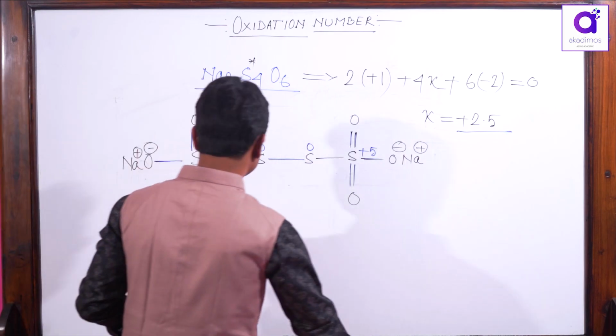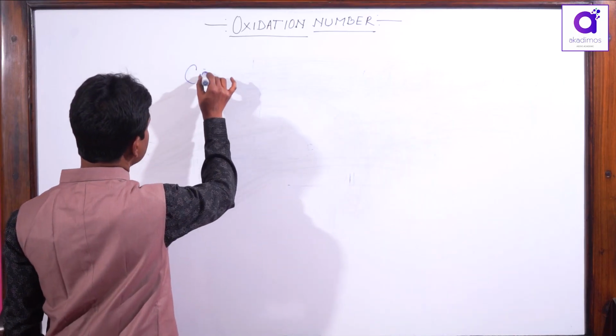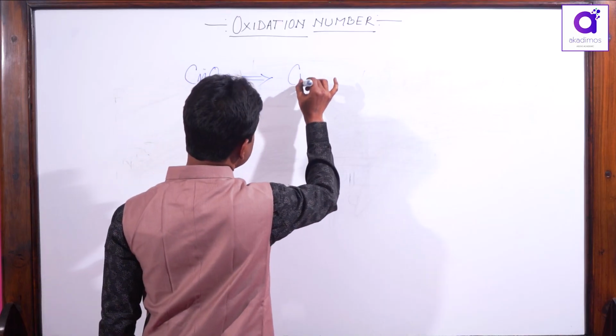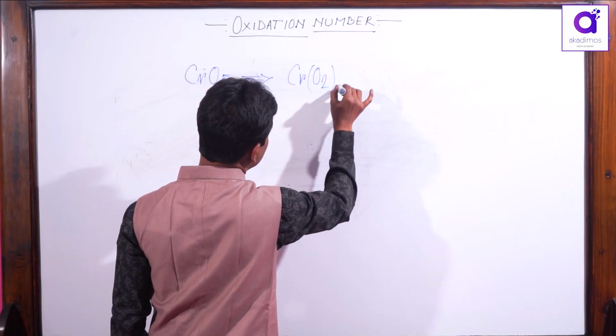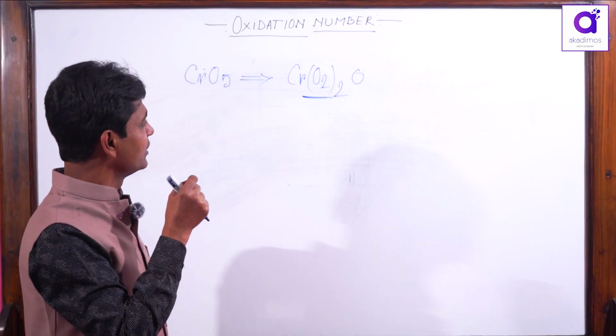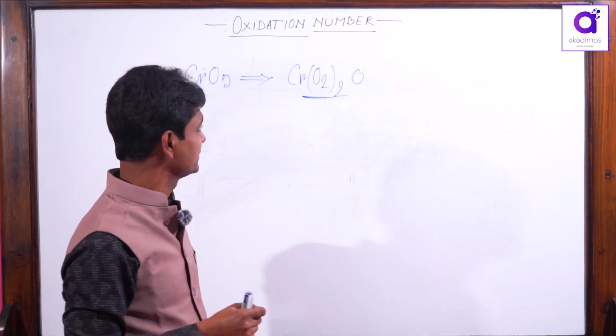Now, I'll take another example. CrO5, that is blue color, unstable, CrO5. Actually, it should be written as CrO(O2)2. Somewhere, O2 is written. That may be peroxide or superoxide. Remember, this is a normal oxide.